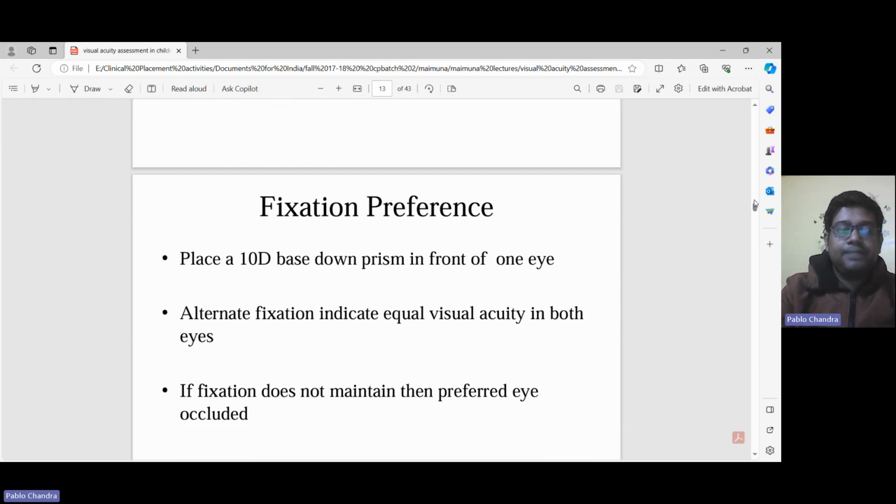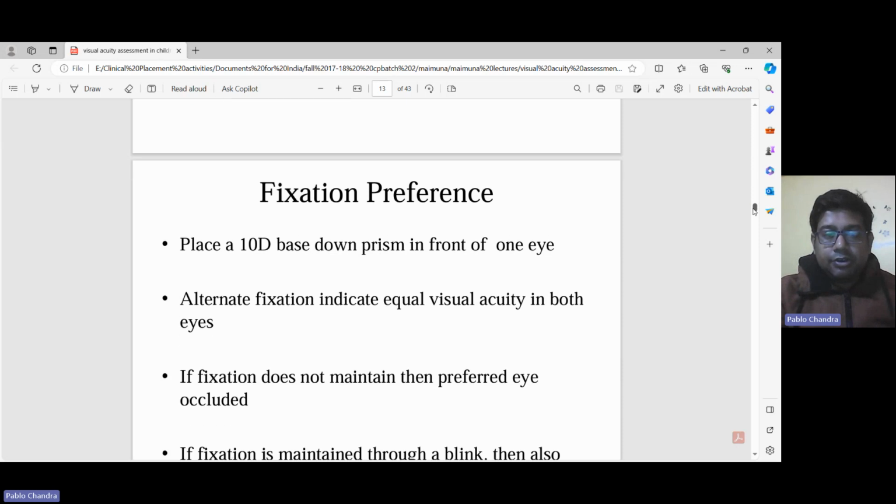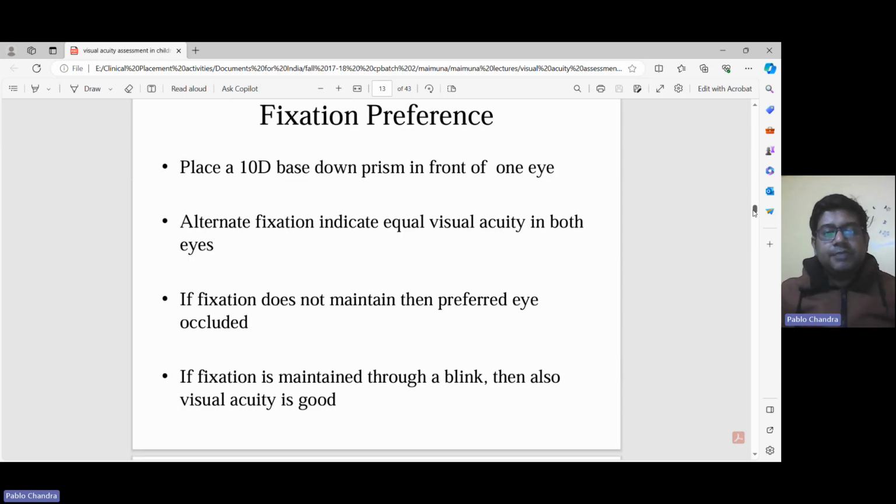Fixation preference, how do we check? Place a 10 diopter base down prism in front of the eye. Alternate fixation: we close this eye, then that eye. If fixation is not maintained, then the preferred eye is the one that is occluded. If the fixation is maintained through a blink, then also visual acuity is good. If after blinking the fixation is maintained, then the visual acuity is very good and there is no problem. This is how we check fixation preference.